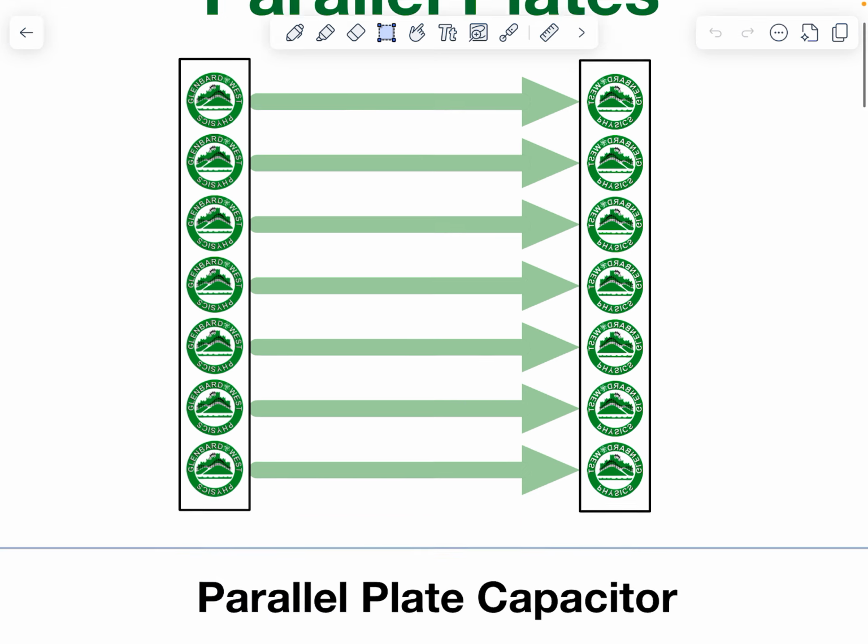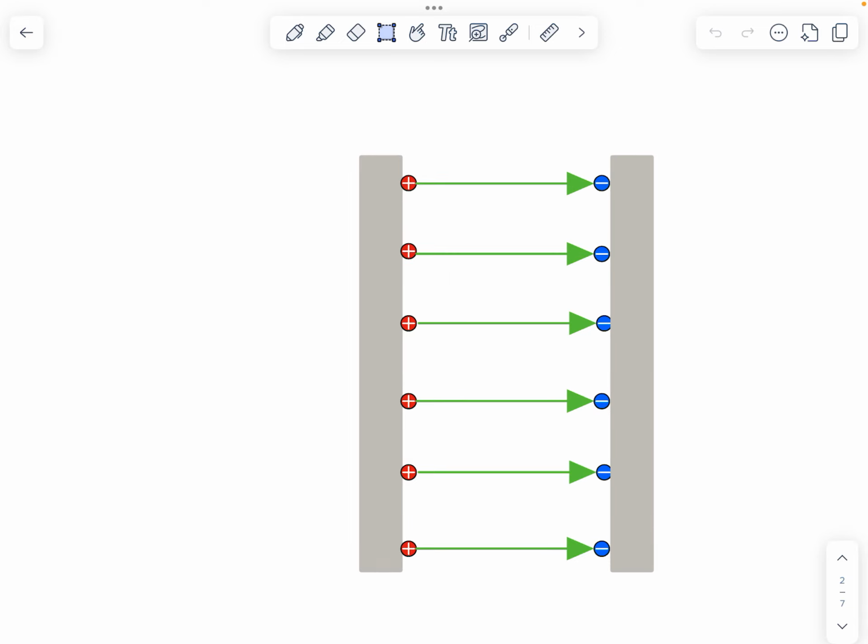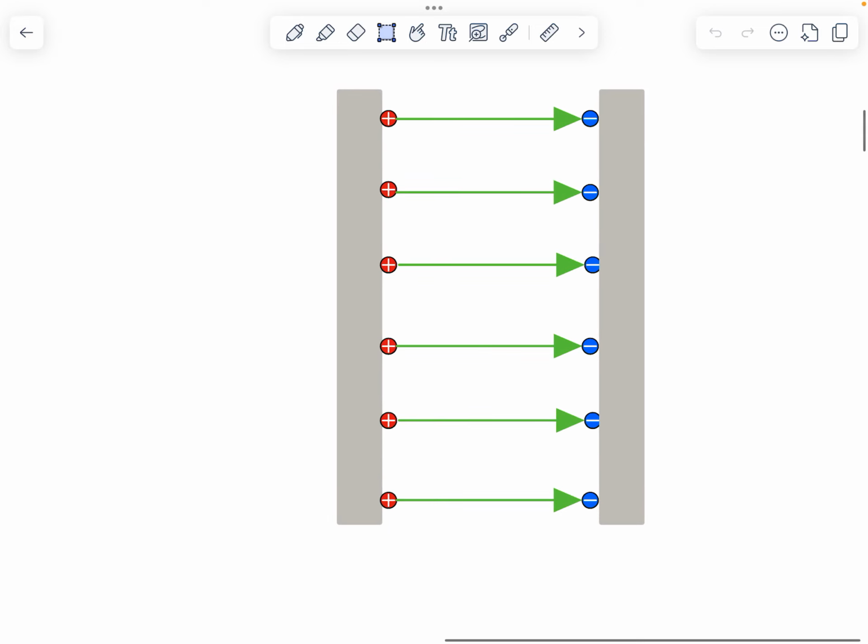So let's get to it. These are some parallel plates that have been charged up, one positive, one negative, opposites attract. What we've got here is a bunch of charges hanging out on the surface of the insides of these plates.